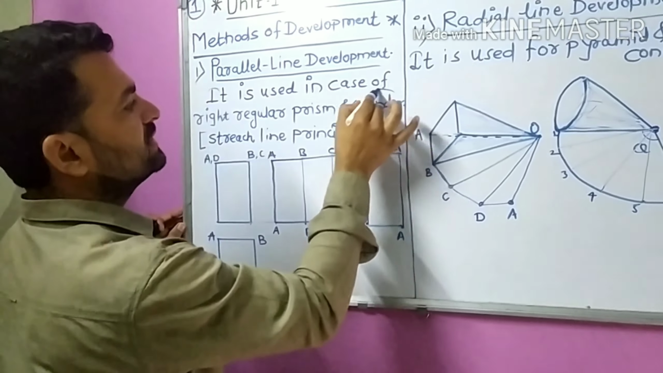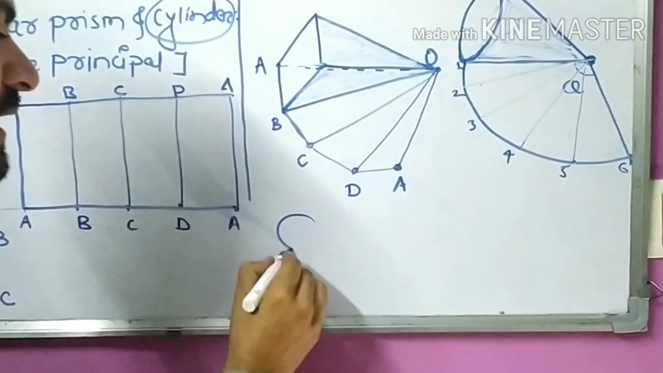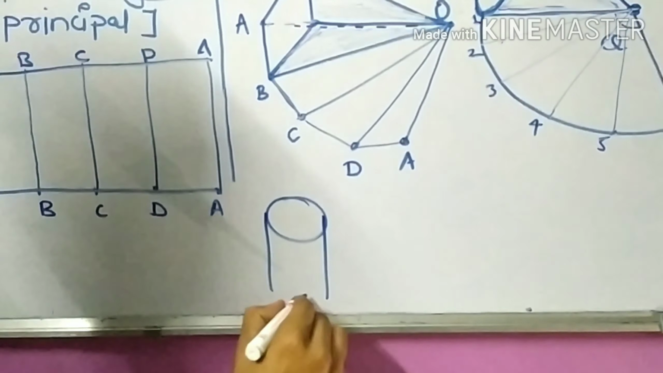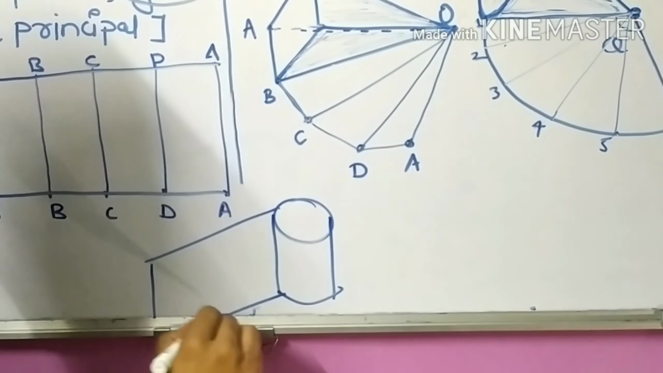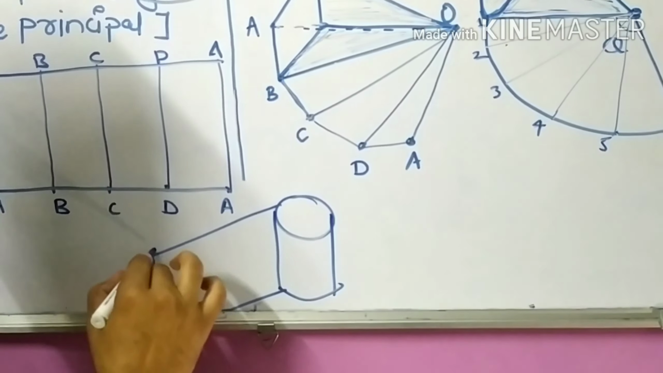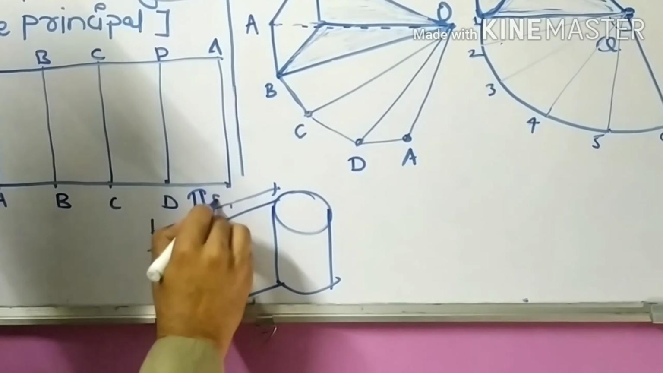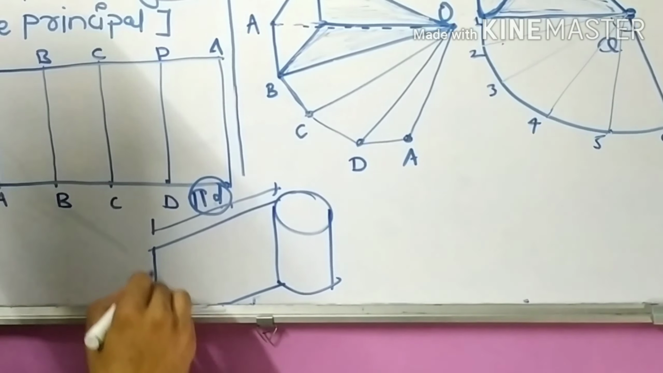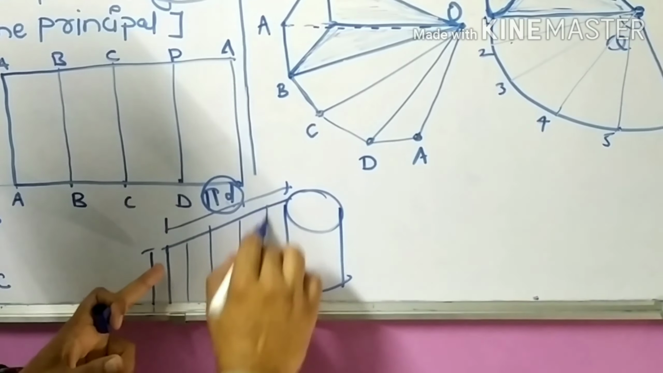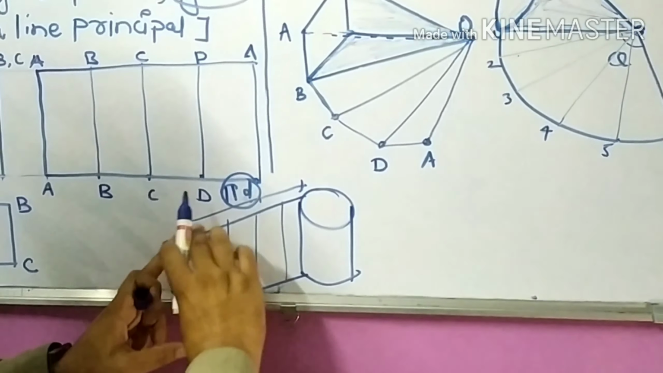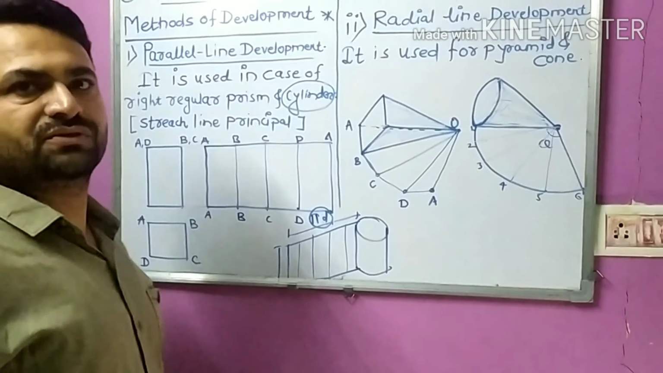Here I have written that it is again used for the cylinder. Let's say this is a cylinder, and I have to draw a development of the cylinder. This is the development of the cylinder. This is the stretching, and this will be equal to pi d. Pi d means the circumference of the cylinder. This is the height of the cylinder, and this portion is the development of the cylinder, and this is the stretching line method again. So the first is the stretching line method.